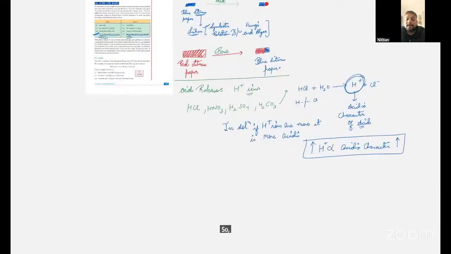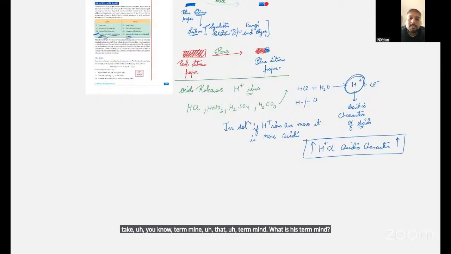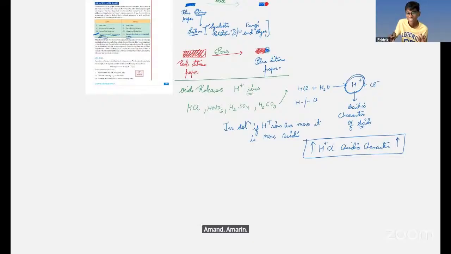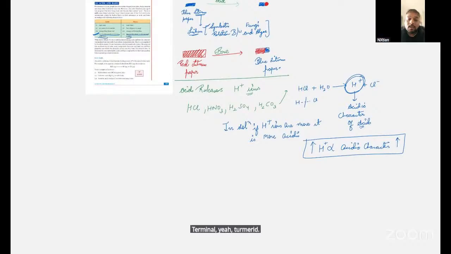So if an acid has acidic character, it means that it is releasing H plus ions. You can take citric acid, or we can take tamarind. That imli in sambar, when we put imli, that also has acidic character, because when you eat it, you react like this. This is all because of acidic character.